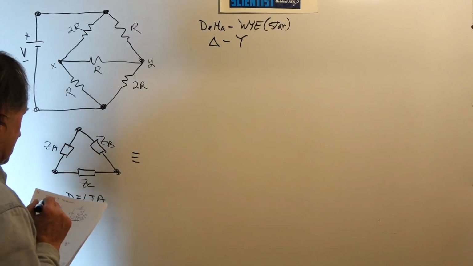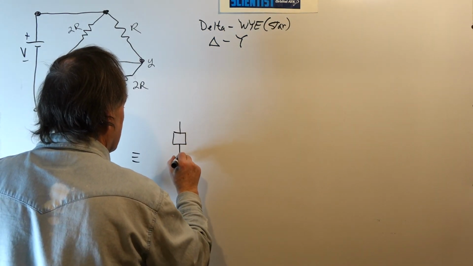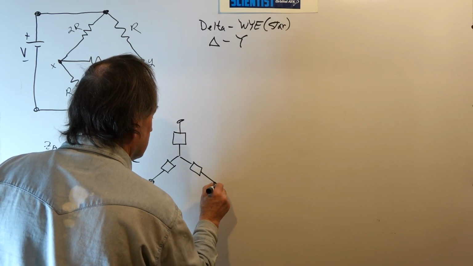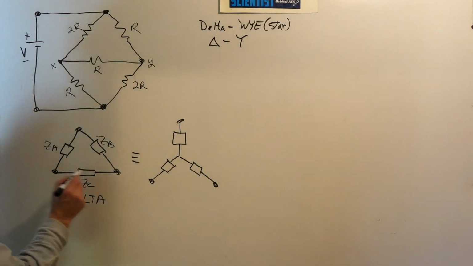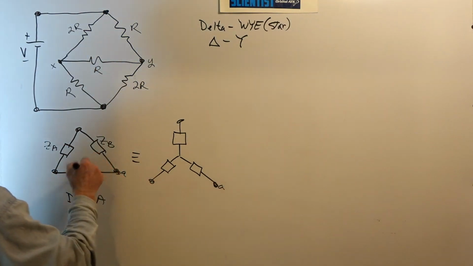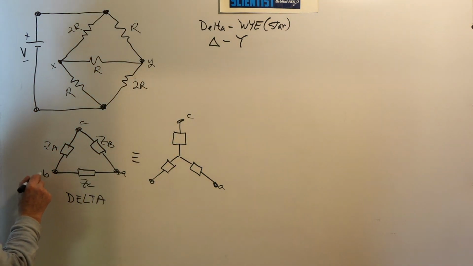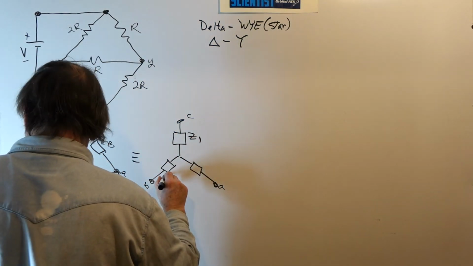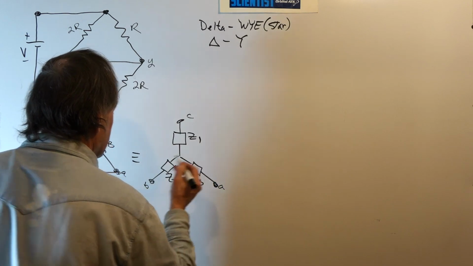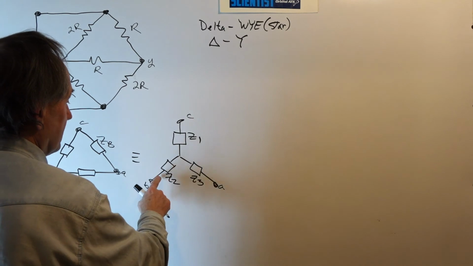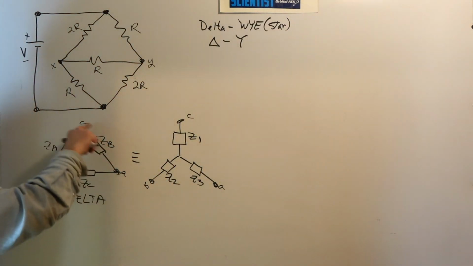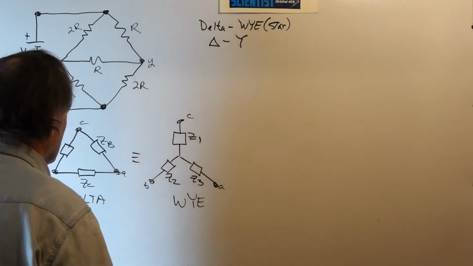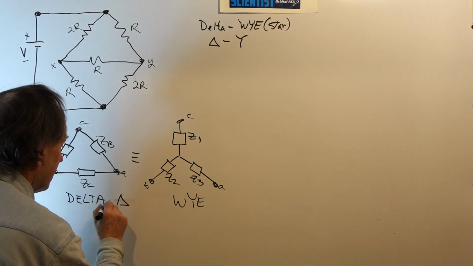Now this is entirely equivalent to a Y connection, or what some people refer to as a star connection. If this is node small a, this is A, this is node small c, this is node small b. Now, I will call this element Z1, this one Z2, and this one Z3. We need to determine the values of Z1, Z2, Z3 in terms of these elements, ZA, ZB, ZC. And this is our Y connection. This is delta, and this is Y.